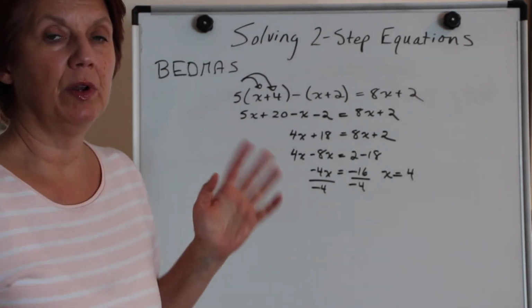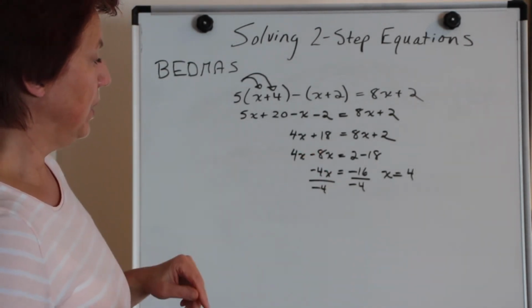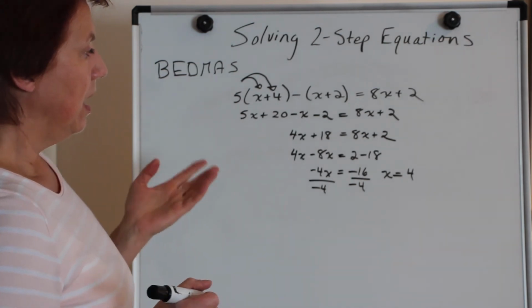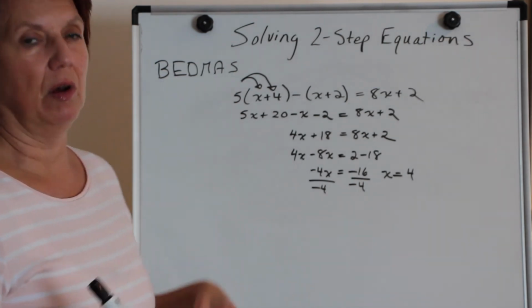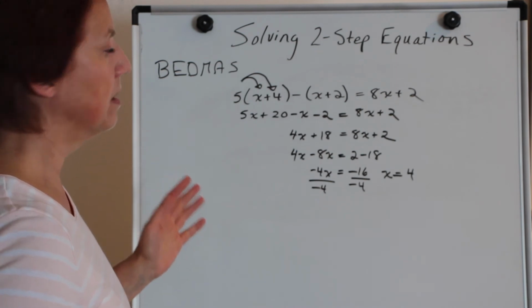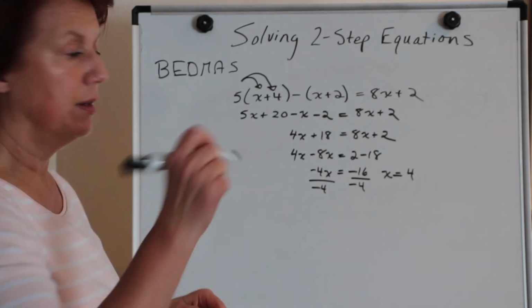Now some of you may be wondering whether it's possible to avoid all these negatives. If you anticipate that you're going to end up with all negatives, by all means, move the variable terms to the right and the constant terms to the left.